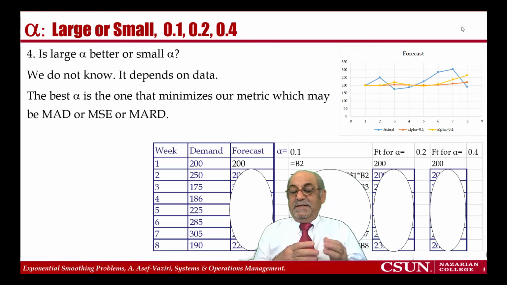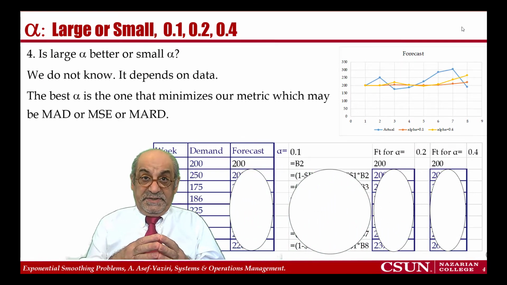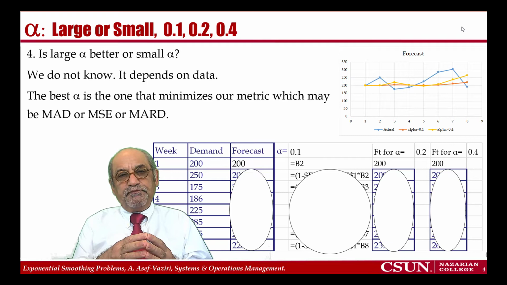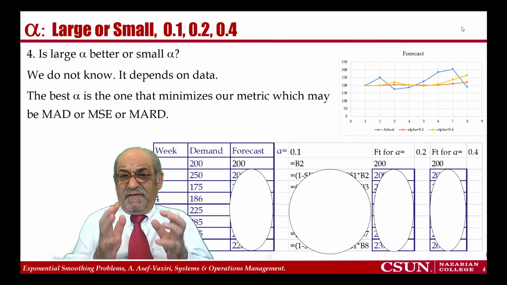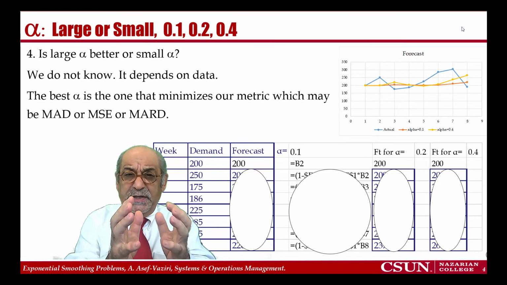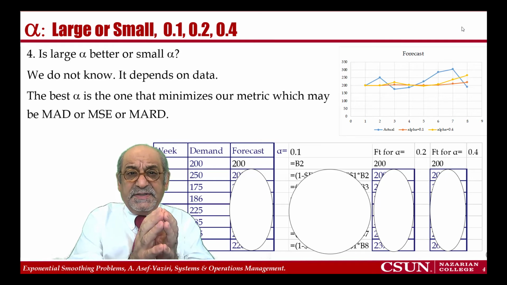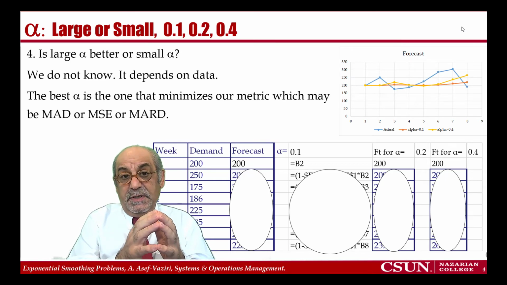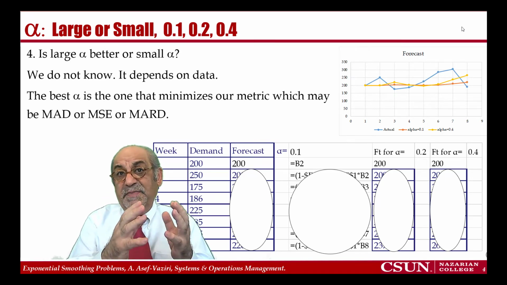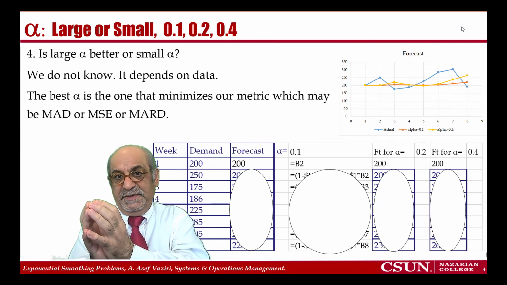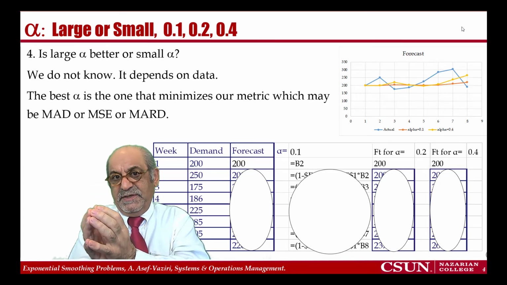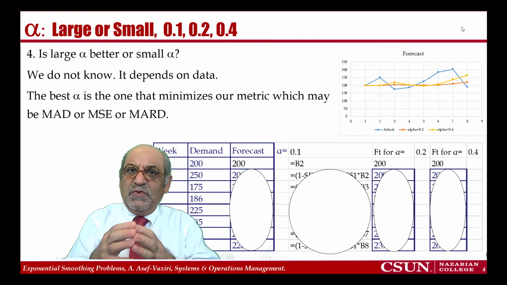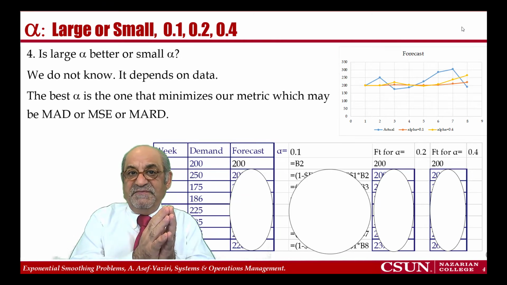Which one is better, a larger alpha or a smaller alpha? A larger alpha means we give more weight to the recent observation. A smaller alpha means we give less weight to most recent observations and more weight to previous observations.